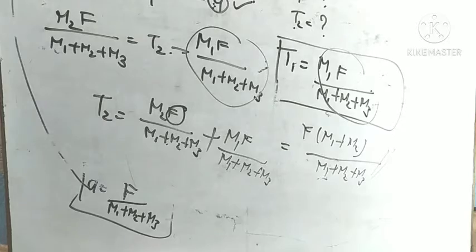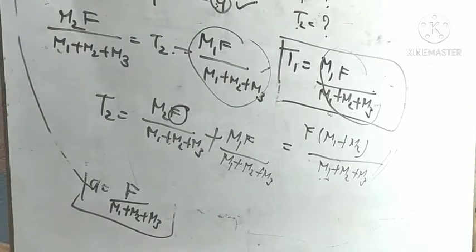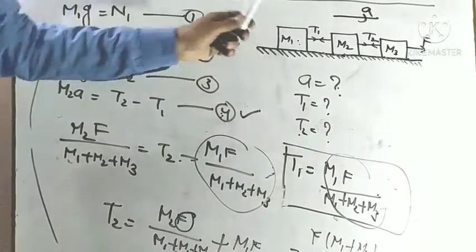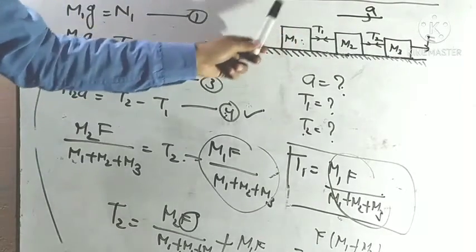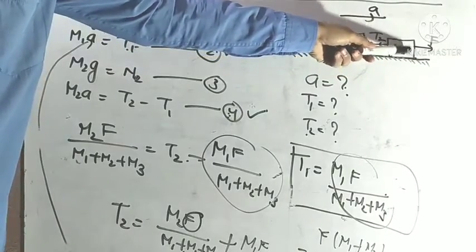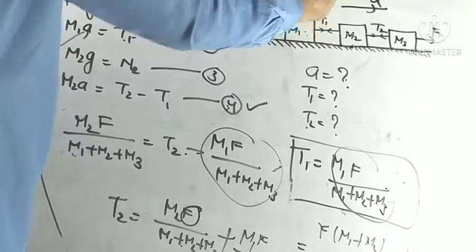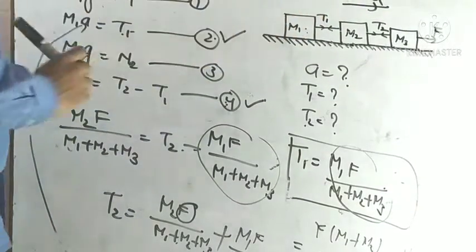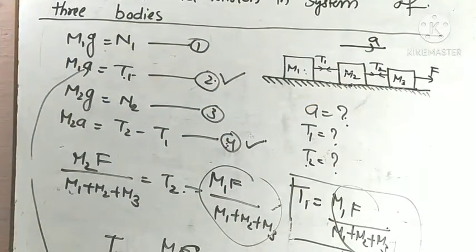Okay, so what we did here, I repeat again. We take three bodies having masses m1, m2 and m3, and these bodies are connected by two strings having tension T1 and T2, and these three bodies are placed on a frictionless table. A force is applied on the body having mass m3, so that all these bodies are in motion with the same acceleration a. Okay, and now we have to find the three unknown quantities: acceleration, tension T1 and tension T2.